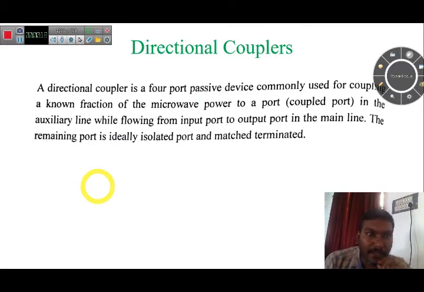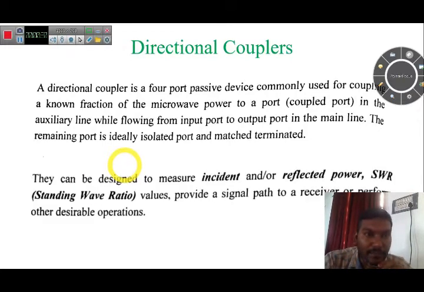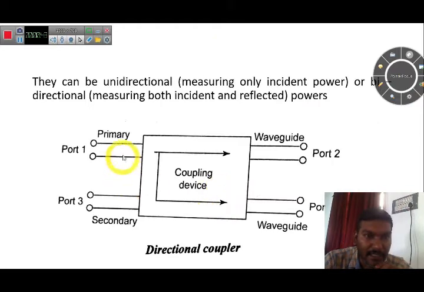It's mainly used to couple a known amount of power into another port. If you are going to transfer from one port to another port, it couples a small portion of power from one port to another port, right? You have two waveguides, primary waveguide and secondary waveguide. We will see one by one. It can be designed to measure incident and reflected power and SWR values, put a path to the receiver, or perform other operations, right? This is the directional coupler.